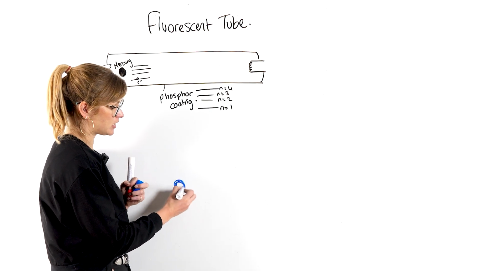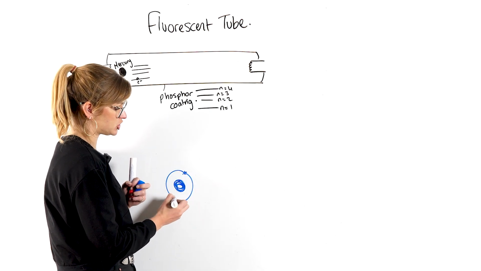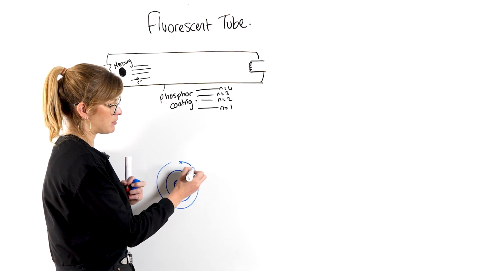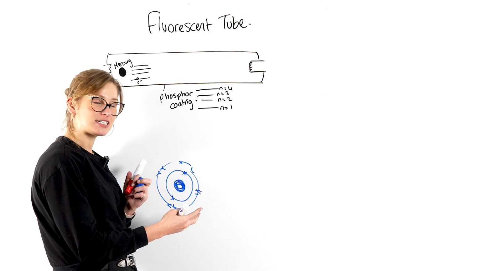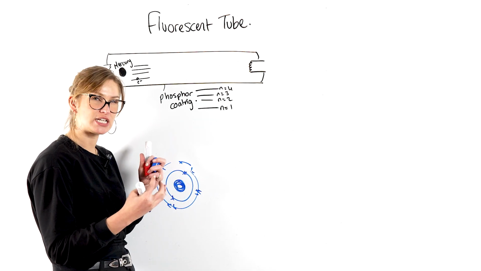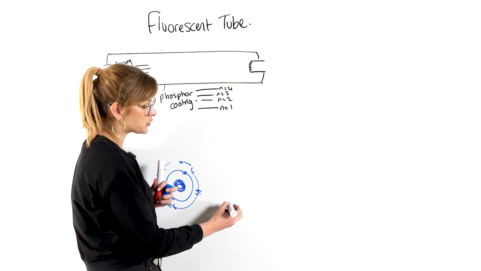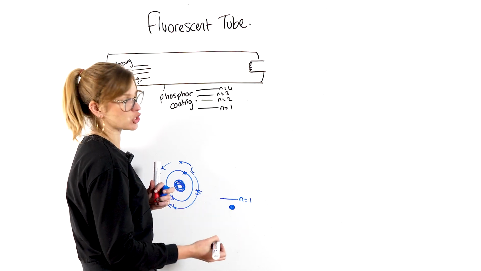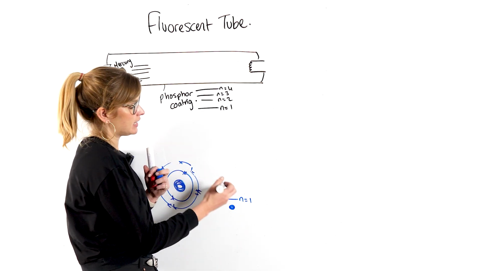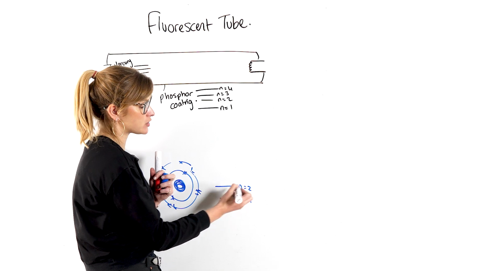You've got a nucleus, and then you think about your electrons orbiting in these shells. So 2 electrons in the first shell, maybe 8 electrons in your second shell. You can imagine these shells are kind of like your energy levels. So we've got our nucleus, and then we've got our n equals 1, that's our ground state that the electrons want to be in. Then you've got your n equals 2 level, your first excited state.